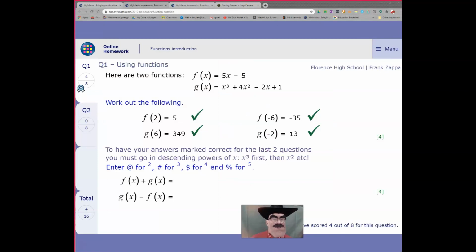All right, let's take a look at the second part of this question. Now it says to combine these functions. So here we're adding the functions and here we're subtracting the functions. So now all we're going to do is combine like terms.